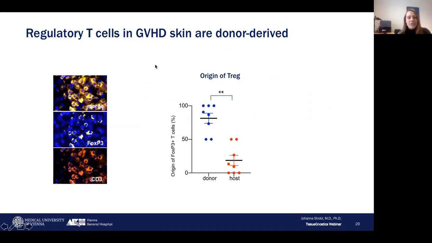Next, we looked at regulatory T cells, and surprisingly, the origin of regulatory T cells in graft-versus-host disease is mainly a donor origin, whereas only a very small amount of regulatory T cells are host-derived.